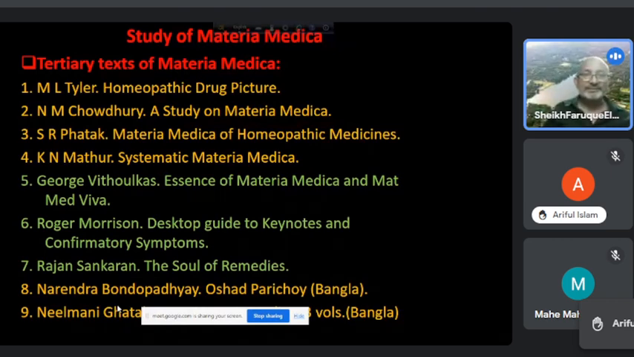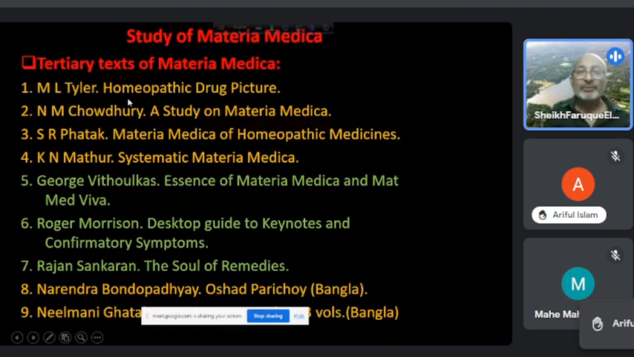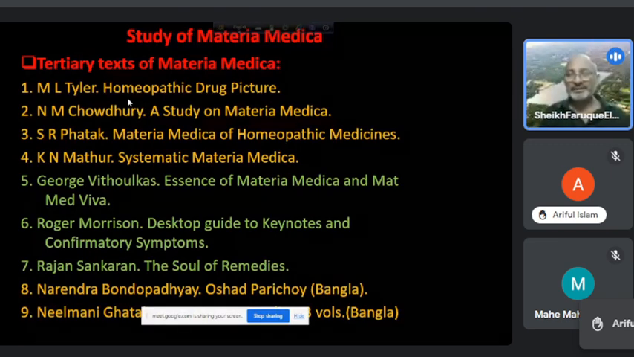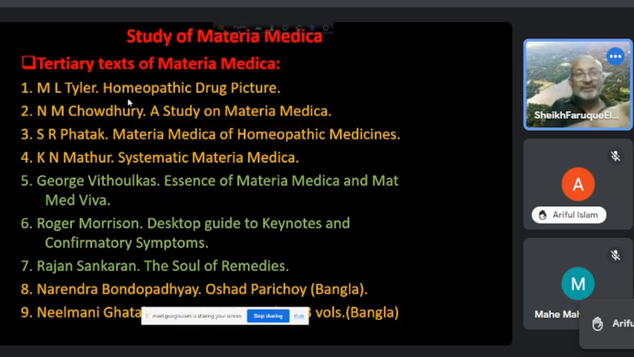They are helpful for those who cannot understand the primary text. So if you read Dr. M.L. Tyler's Homeopathic Drug Pictures, this is a gem of materia medica. She is a female homeopath, one of the three very famous female homeopaths in the world. Dr. M.L. Tyler was a consultant and professor at the Royal London Homeopathic Hospital. She wrote this book.